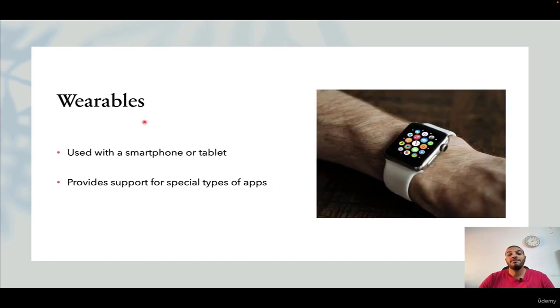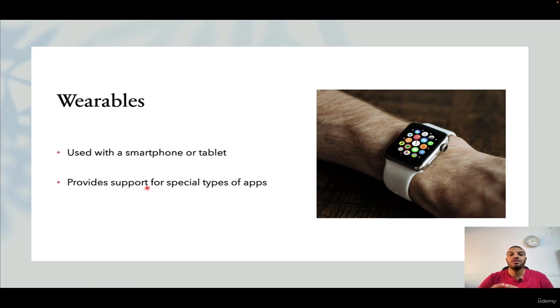Then we have something a little bit new, which is wearables. The watches, the wearables, and so on. Those are used with a smartphone or tablet. Some people call them companion devices, and they provide support for special types of applications. You might receive notifications on them, you might answer messages on them, and so on.